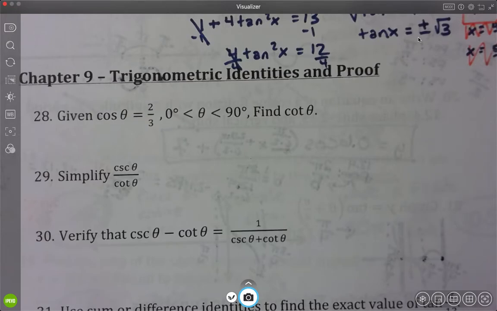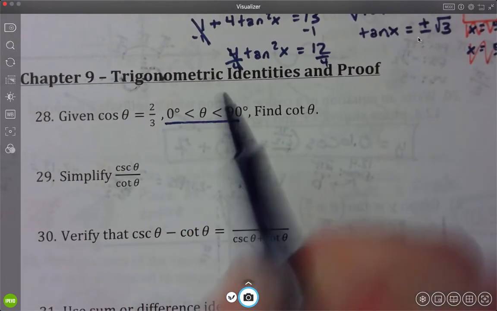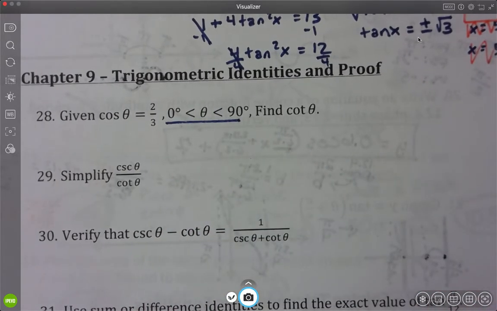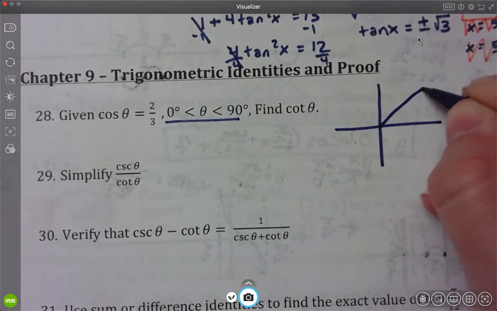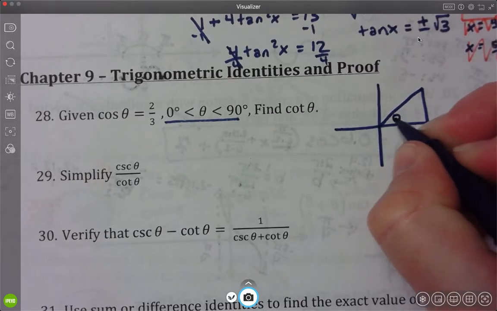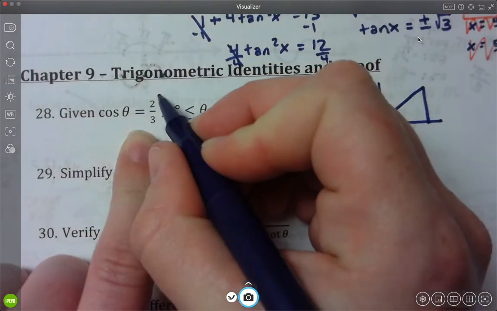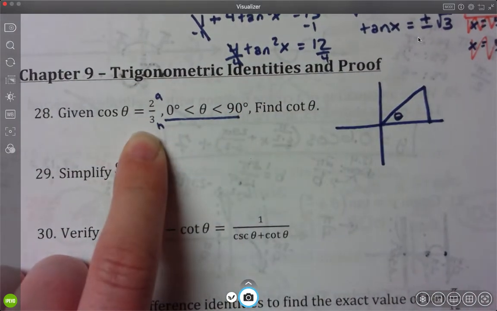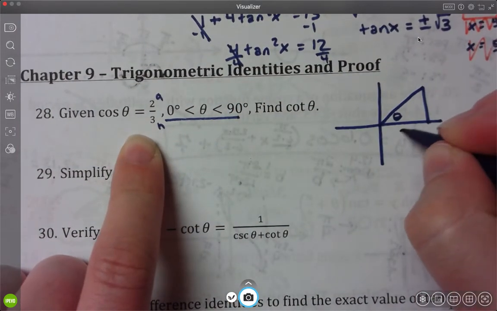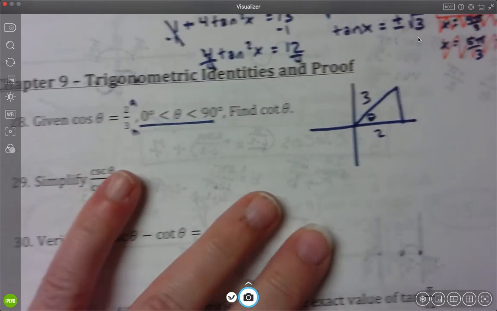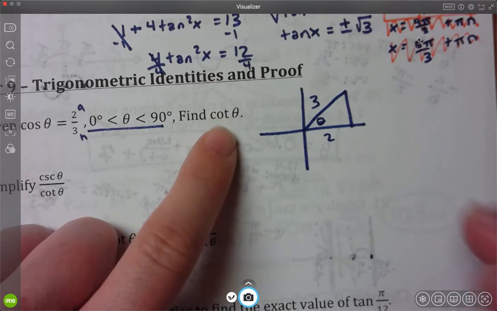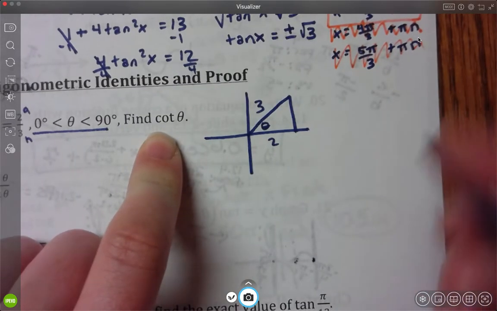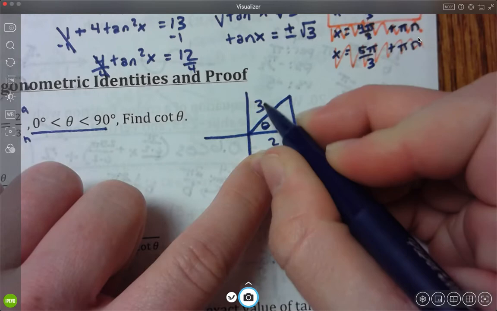28, given cosine is 2/3, and then this part tells me where my angle theta lives, between 0 and 90 degrees. Okay, between 0 and 90 degrees is going to be in that first quadrant. So I have angle theta living here, and the cosine is adjacent over hypotenuse. So the adjacent side is going to be 2, the hypotenuse side is going to be 3. I don't have this other side over here, and I need that before I can find out what cotangent is. So I need to do the Pythagorean theorem because that's not a perfect right triangle.